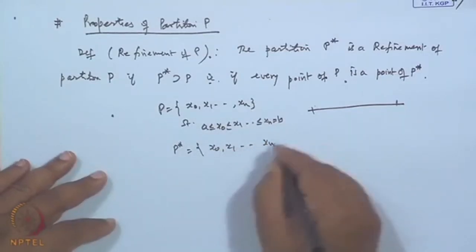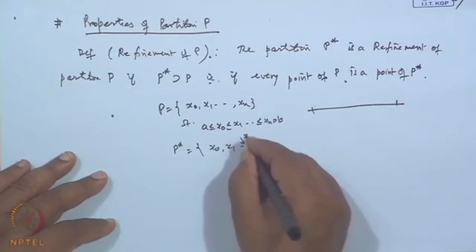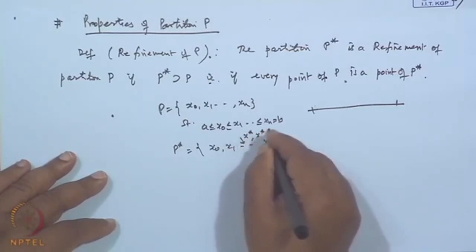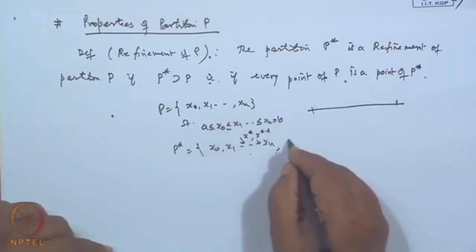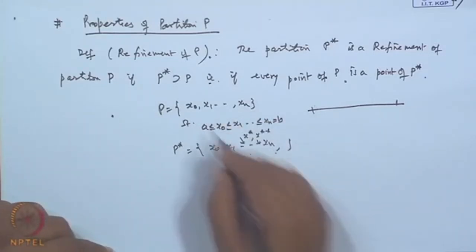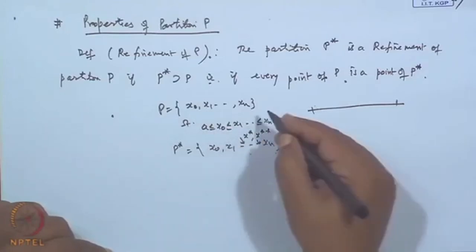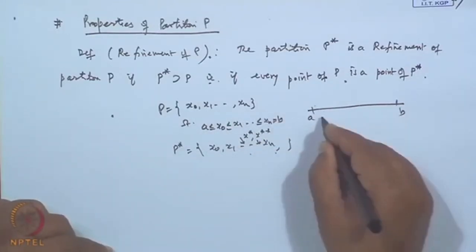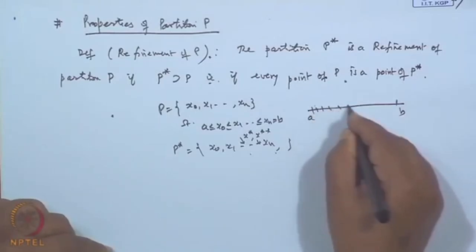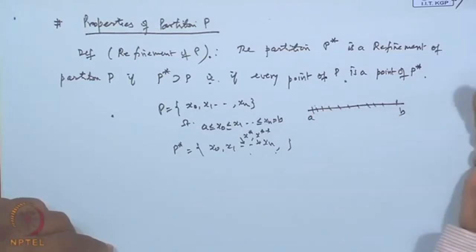Apart from there, there may be some more points included here, say x star, x double star, and so on. This point may also be included apart from this. So, that is why every point of the P becomes the P star plus some extra points available in this. So, instead of partitioning this into n sub intervals, we are partitioning into n plus 1 or n plus 2 intervals by introducing more points in between.